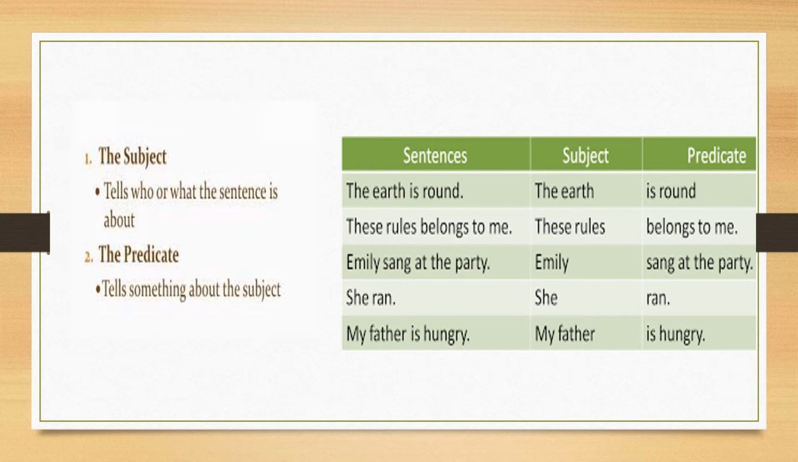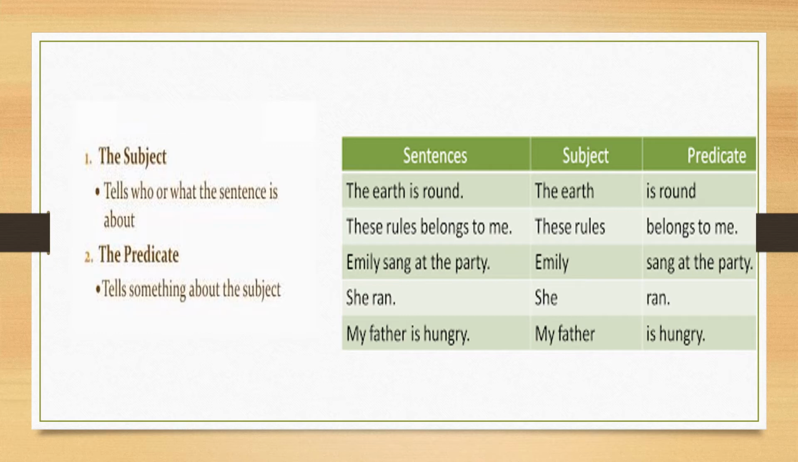The second example, these rules belong to me. What rules? These rules. So, these rules becomes the subject and belong to me becomes the predicate. Emily sang at the party. Who sang at the party? Emily. What did she do? What was the action that was done? Sang at the party. So, it becomes the predicate.